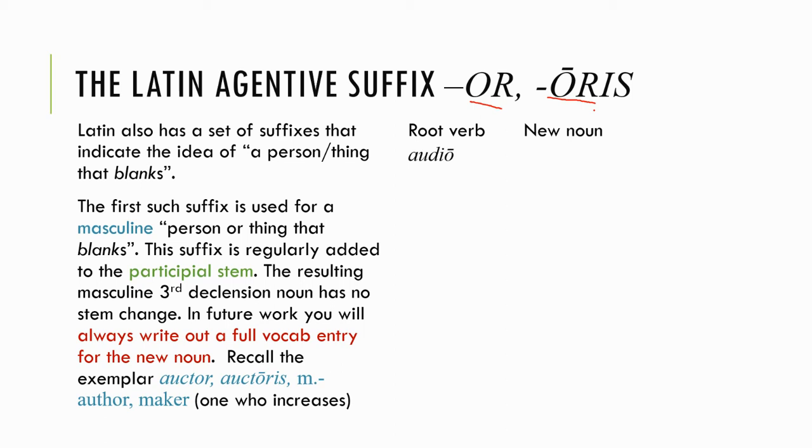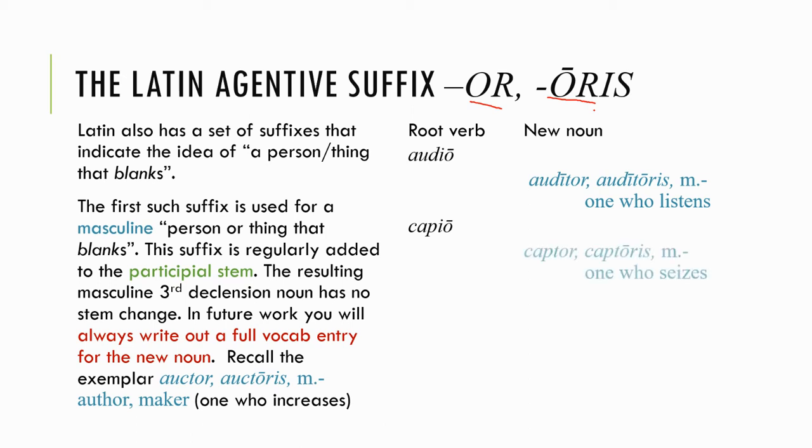Audio. What's the new noun using the -or, -oris suffix? Pause the video when you need to think or when you need to write down these examples, which I highly recommend. The new noun is auditor, auditoris, masculine noun. It means one who listens. Capio, meaning capture or take. What's the new noun? Remember, we're using the participial stem. Captus minus the -us is captor, captoris, one who seizes or takes.